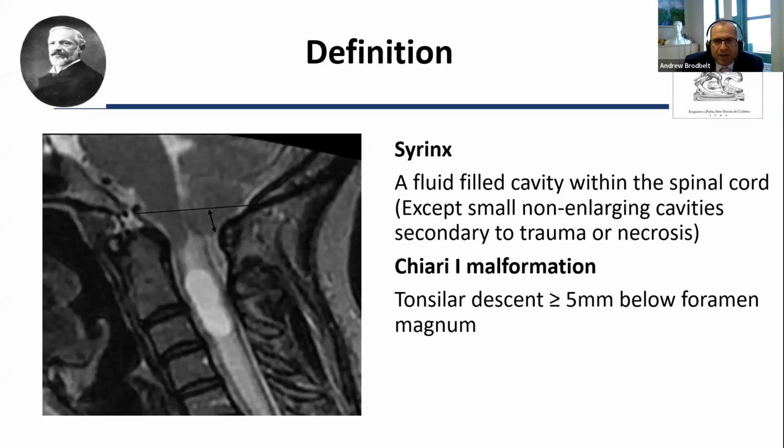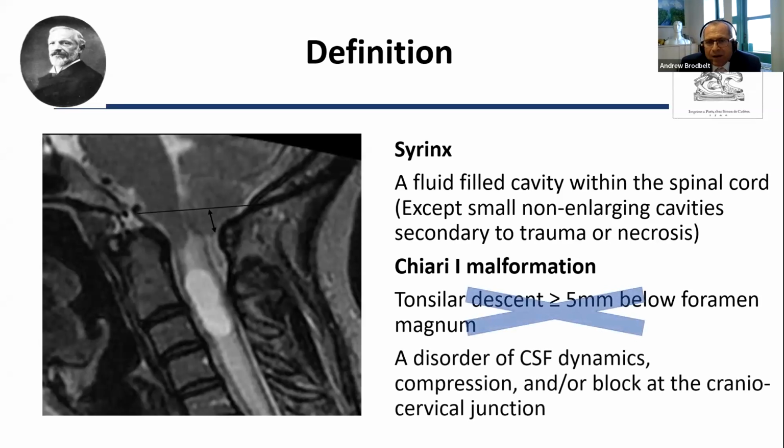Up to half of patients with a symptomatic Chiari-1 will develop a syrinx. Traditionally, a Chiari-1 malformation was defined as greater than 5 mm tonsillar descent, but this definition is now outdated. We should think of this as a collection of conditions due to a disorder of CSF dynamics at the craniocervical junction.